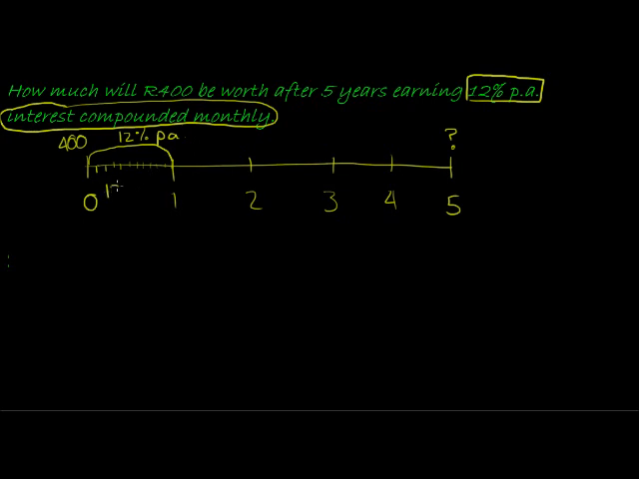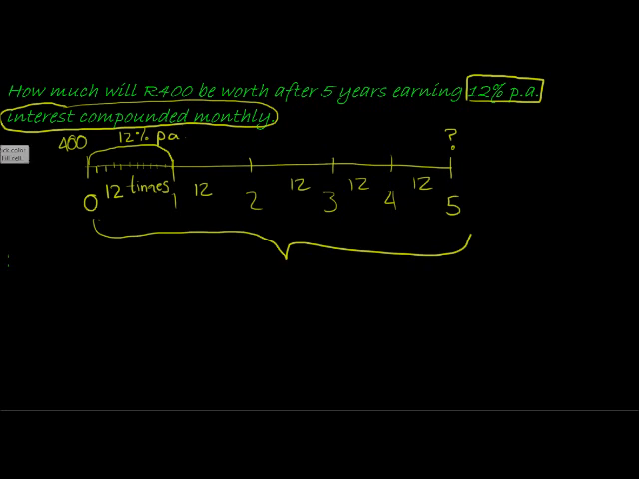During this time, they are telling us we are earning 12% per annum. That is my yearly interest rate. However, my interest is compounded monthly, which means I don't just earn it once a year, I actually earn it every month. So I earn it 12 times in 1 year, which means I'll earn it 12 times here, 12 times there, and so on for each year. In total, 5 times 12 gives me 60 times that I am going to earn interest. If I look at my bank statement, there will be 60 entries, each with interest.